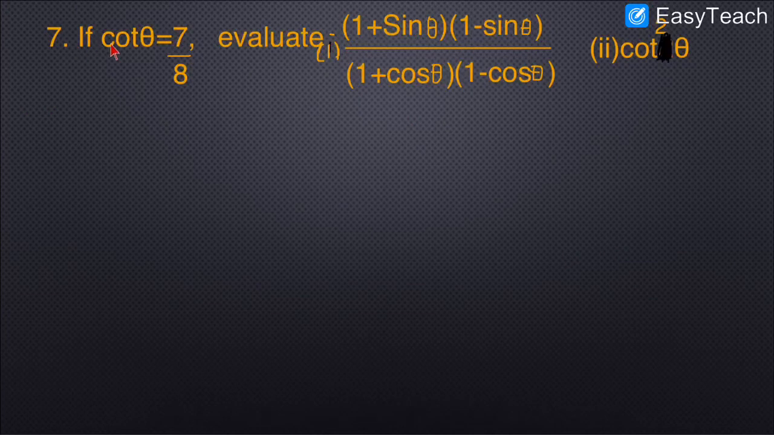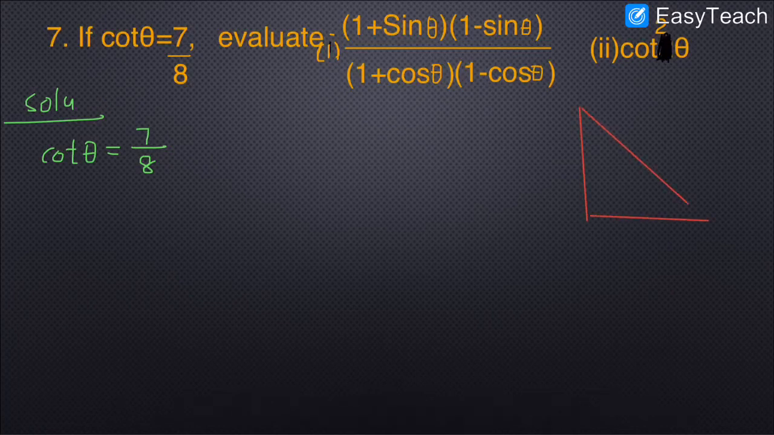Seventh one. If cot theta equals 7 by 8, evaluate the first question, (1 plus sin theta)(1 minus sin theta) over (1 plus cos theta)(1 minus cos theta), and the second question, cos square theta. First of all, to start the solution, I write the given data, cot theta equals 7 by 8. We have two values, right? In a right angle triangle, we know two values, 7 and 8.